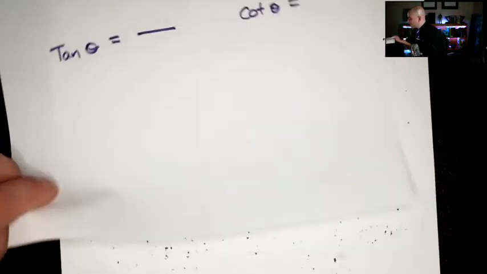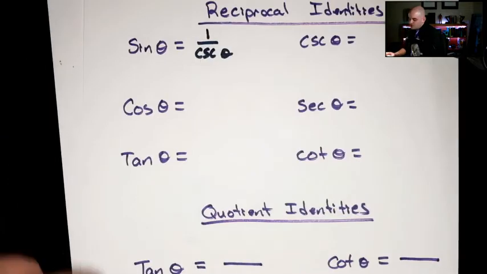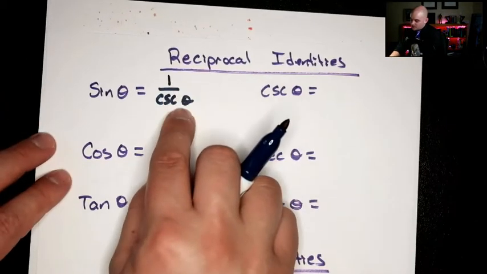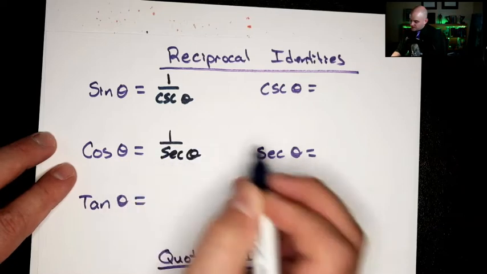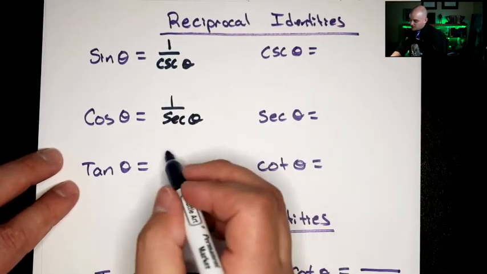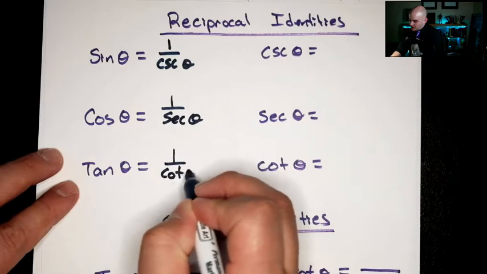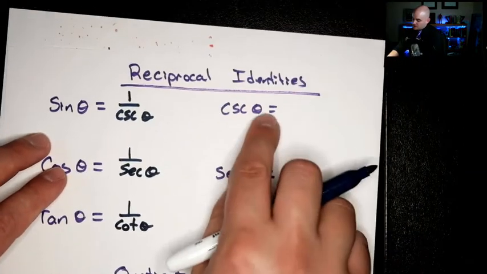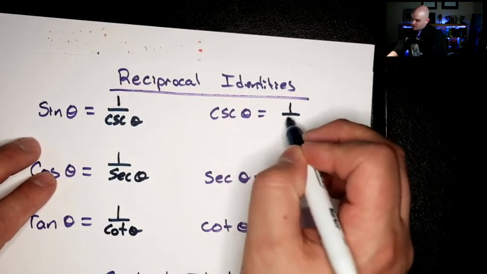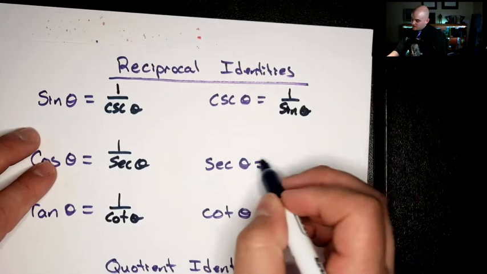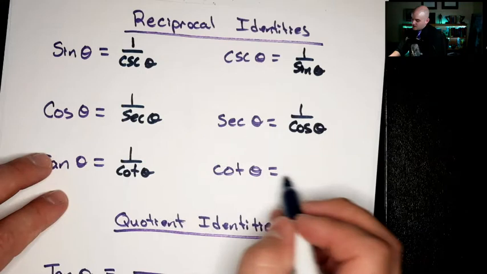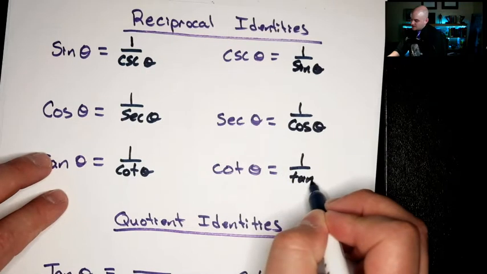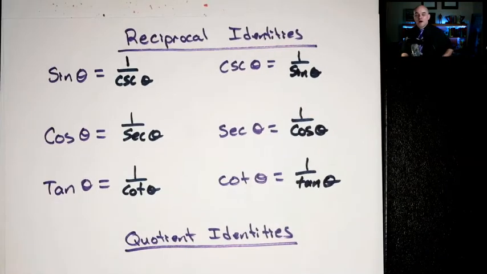And you can do that with all of them, where you say this is 1 over cosecant, cosine is 1 over secant. For the same justification, tangent is 1 over cotangent. And likewise over here we can say cosecant is 1 over sine, secant is 1 over cosine, and cotangent is 1 over tangent. Now you might be wondering, why are we doing all this?